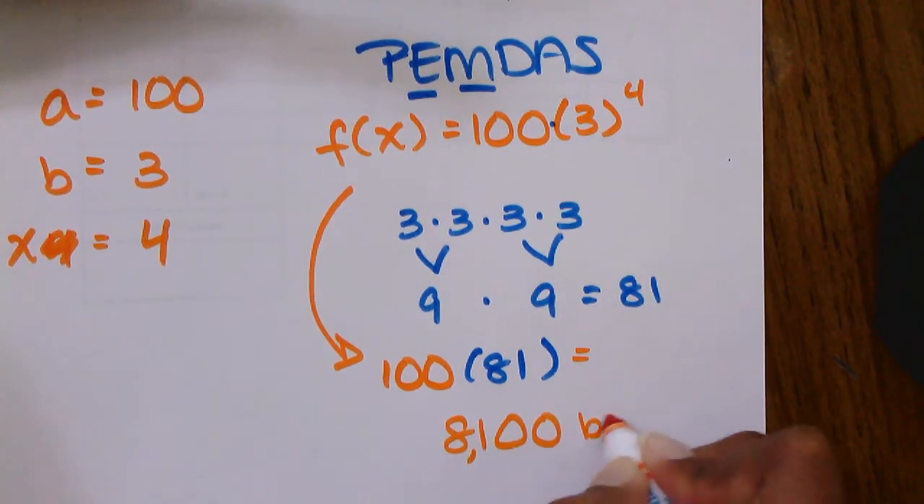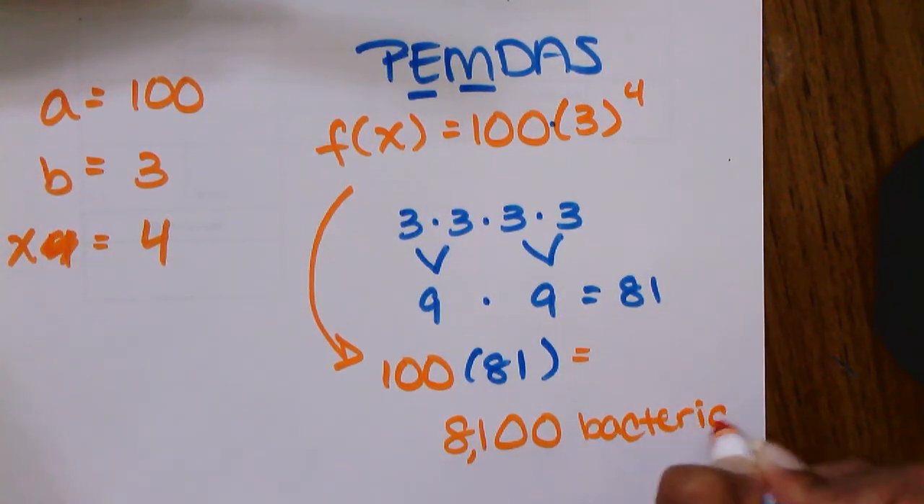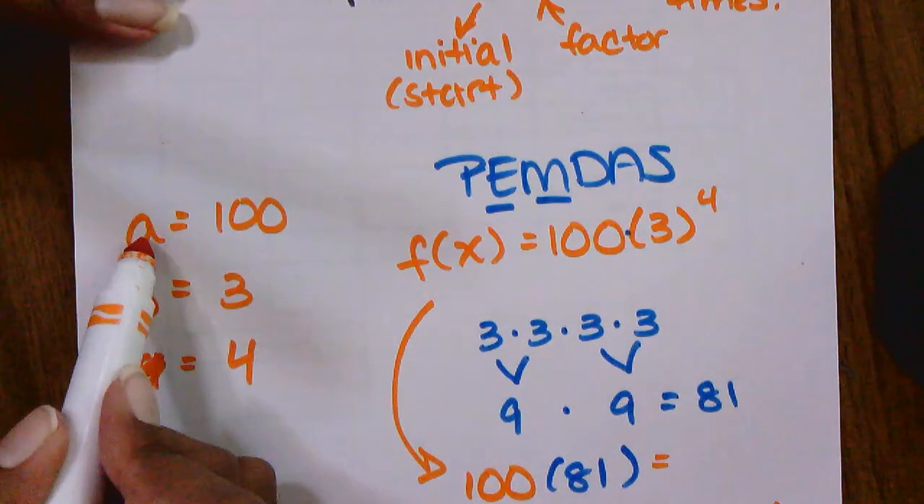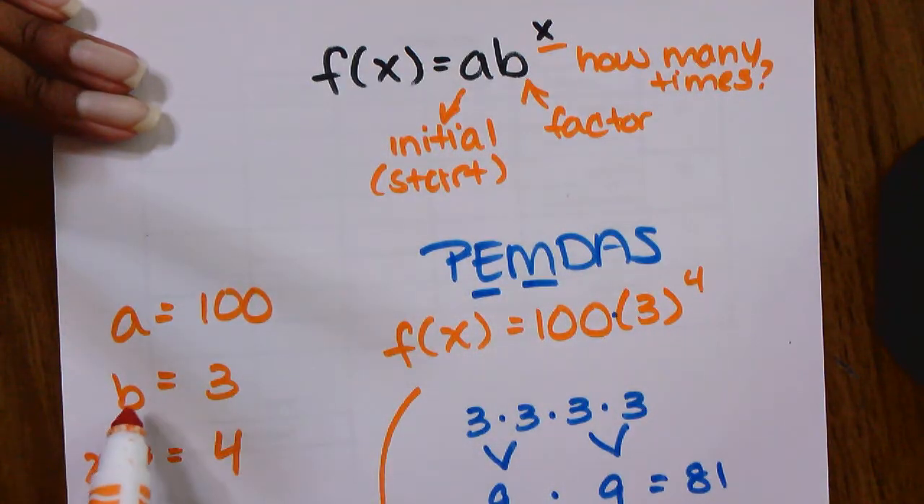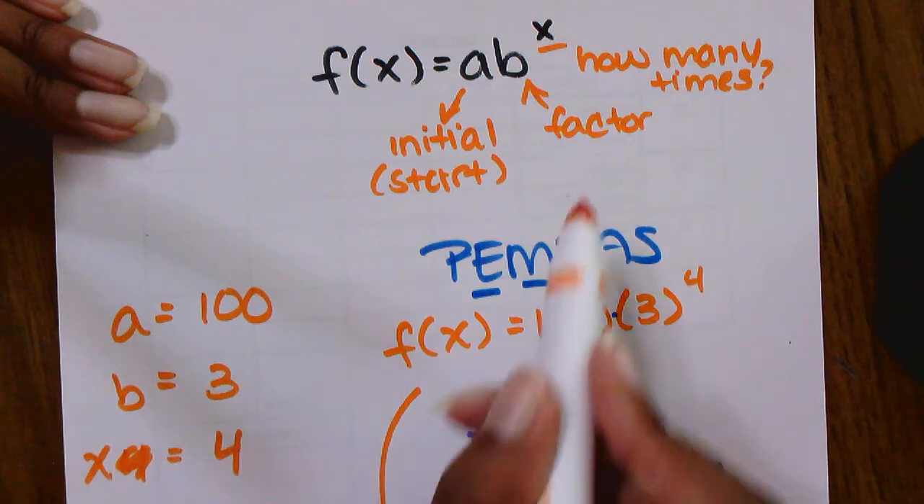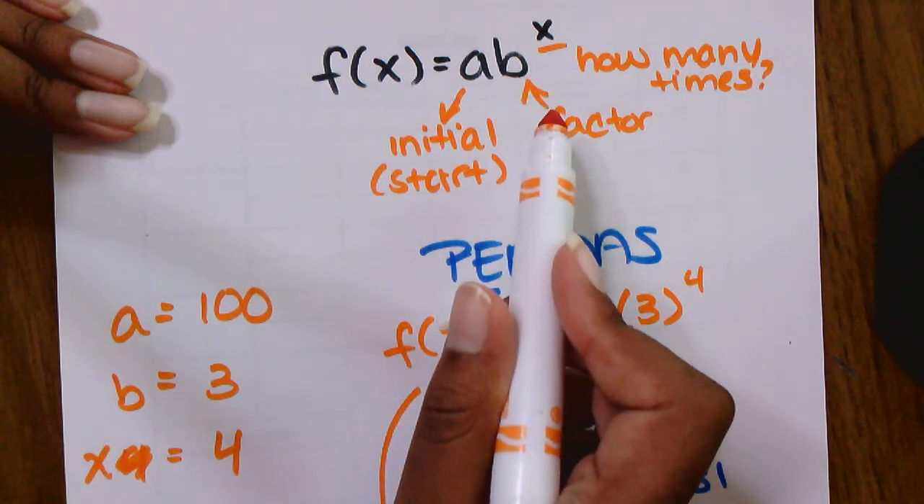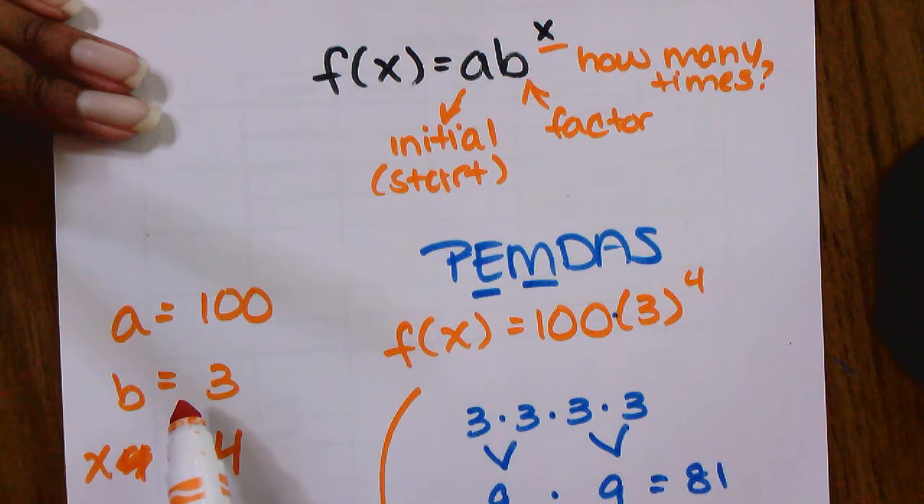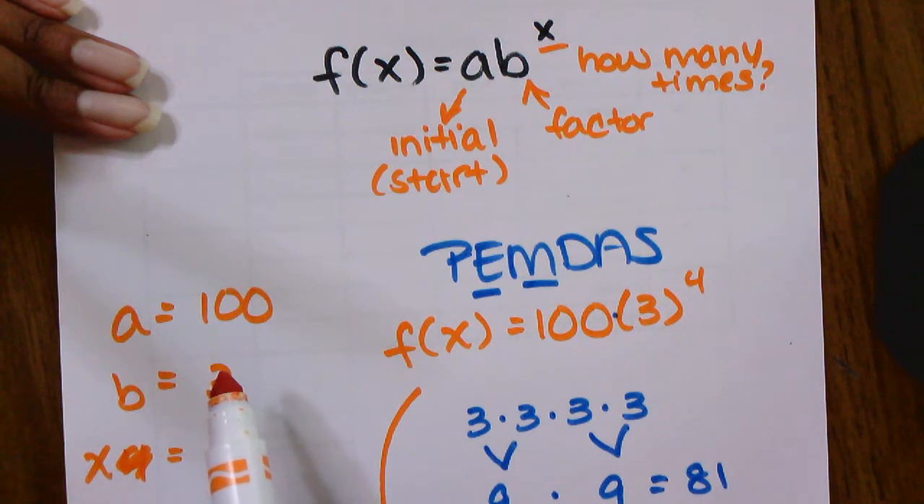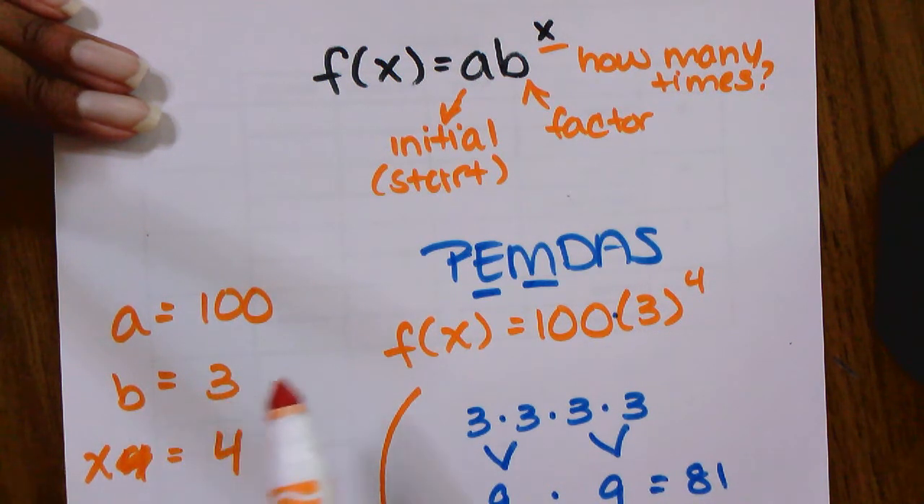So my final answer would be that my A is equal to 100 because that was my initial value or my starting value. My B is equal to 3 because that is my multiplier, my factor, right? How much I'm multiplying by each time, because they tripled, it would be 3. If they're doubled, your factor would be 2. And if you're multiplying by 4 each time, that's quadrupled.